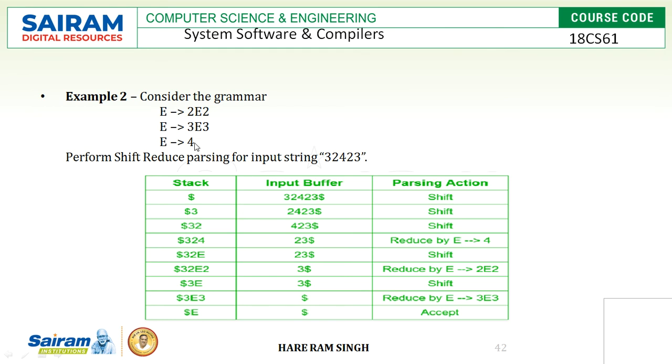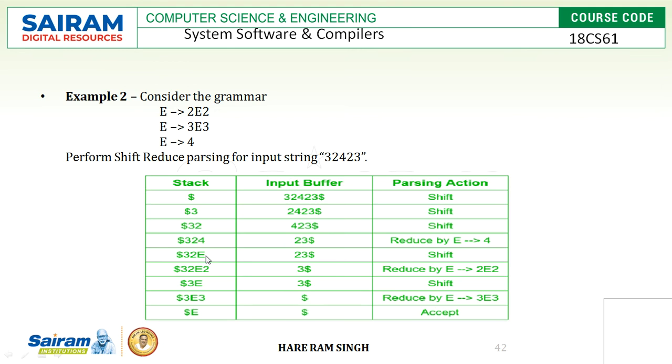Now there is no reduce operation for 3. For 4 there is a reduce operation. So next shift operation will be there, 3 2. Again for 3 2 there is no reduce operation. Then again shift operation will come, 3 2 4. But for 4 there is a reduce operation. 4 can be changed with E. So 4 is changed with E. So here reduce operation is happening, E generates 4.